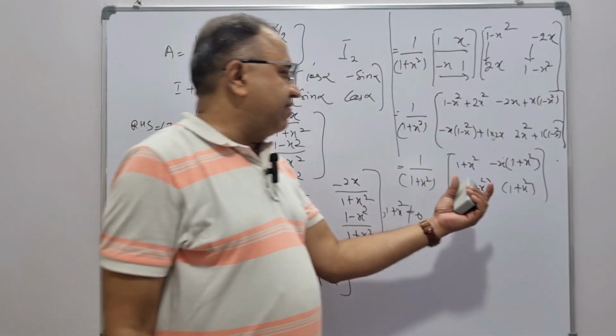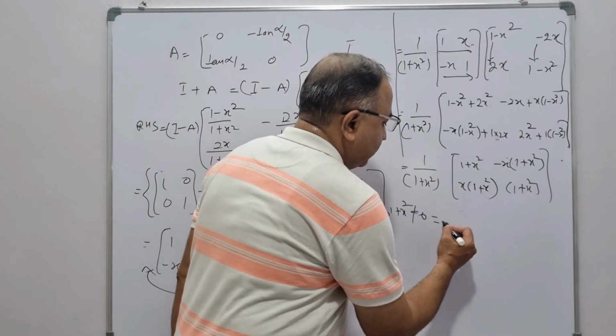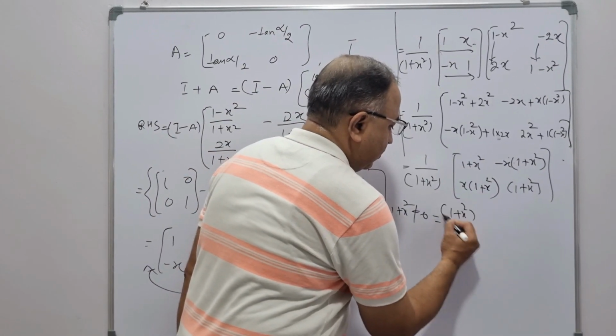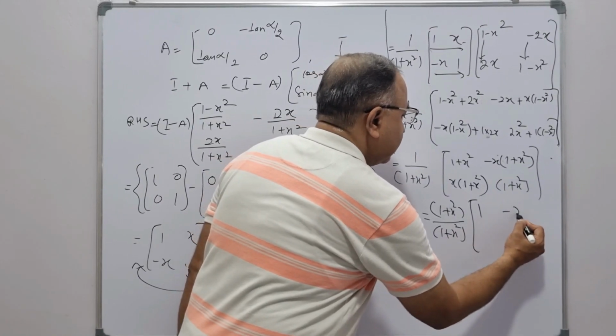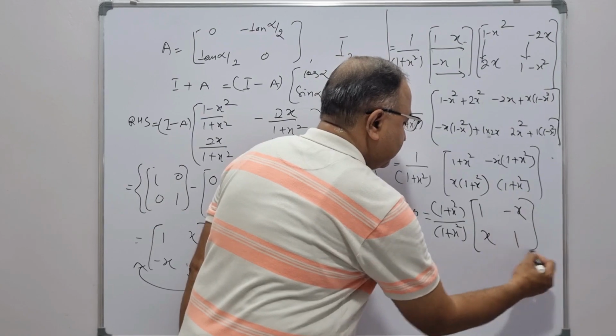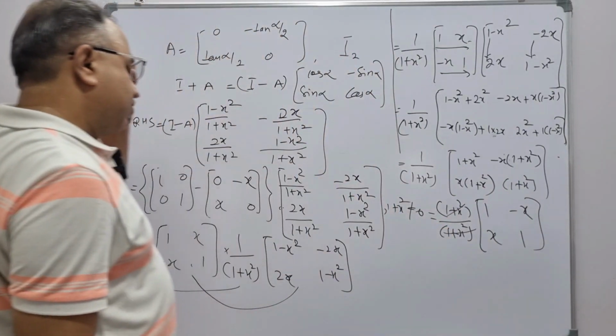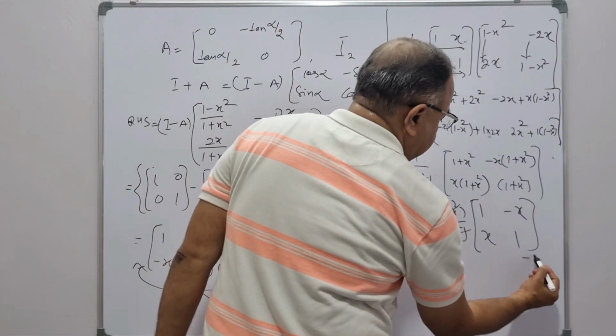Now from this matrix you can see 1 plus x square is out. So when you take 1 plus x square out, already it is 1 plus x square here in the denominator, so it gets cancelled, and we are left with 1 minus x, x and 1. So this is how we come to the right hand side.